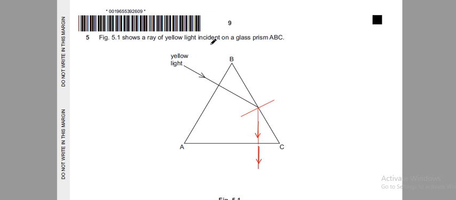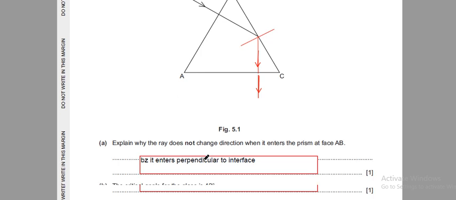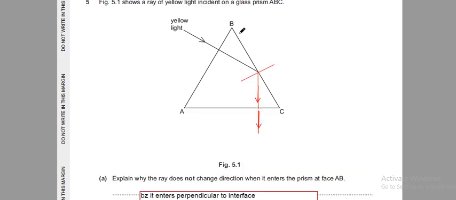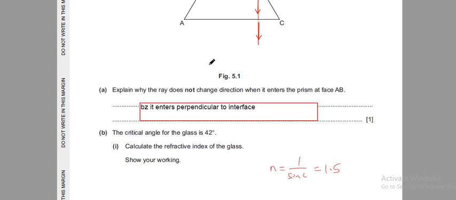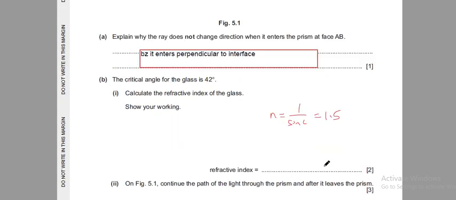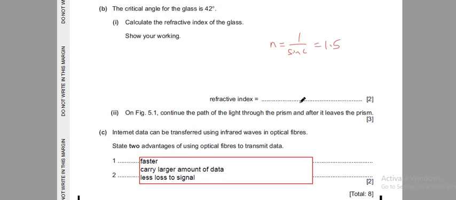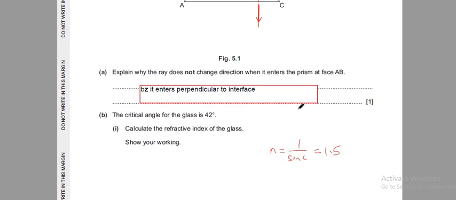There is a yellow light incident on a glass prism. Explain why the ray doesn't change direction, or doesn't refract, when it enters the prism at AB. Because it enters normal, or perpendicular, to AB. Critical angle 42. Calculate n = 1 over sine C = 1.5. Continue the path of light through the prism and after it leaves the prism.